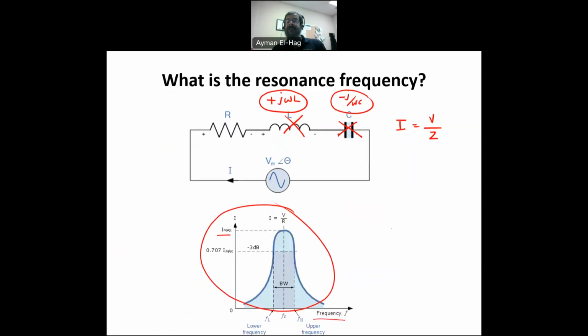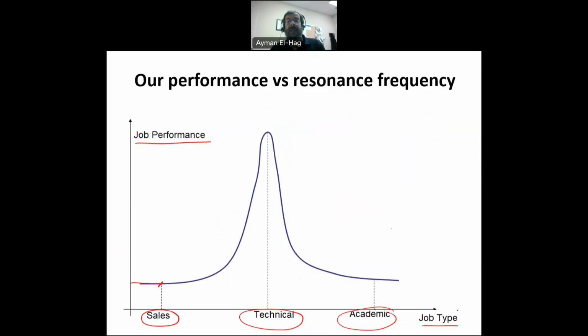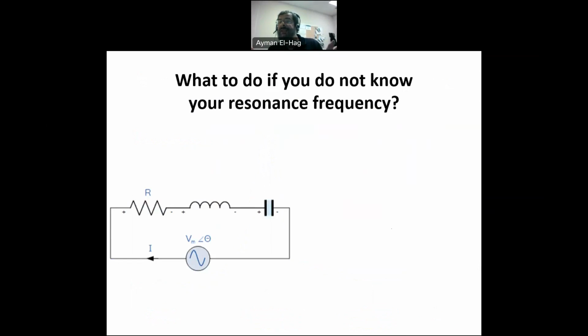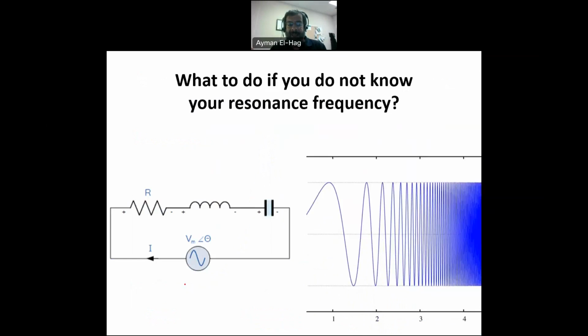Now, in the previous circuit, I know the value of L and the value of C, so I can calculate omega. There is a formula for that. But in real life, I don't know where my resonance frequency is. So if I give you a circuit where you don't know the value of L or the value of C, how can you find the resonance frequency? You can do it using a frequency sweep, meaning that you apply your sinusoidal input and you change the frequency until you hit the frequency at which you find the maximum current.